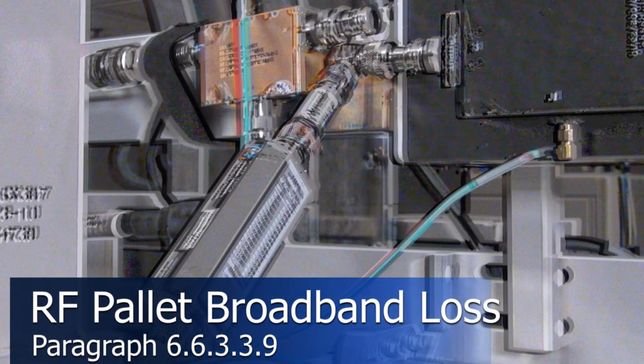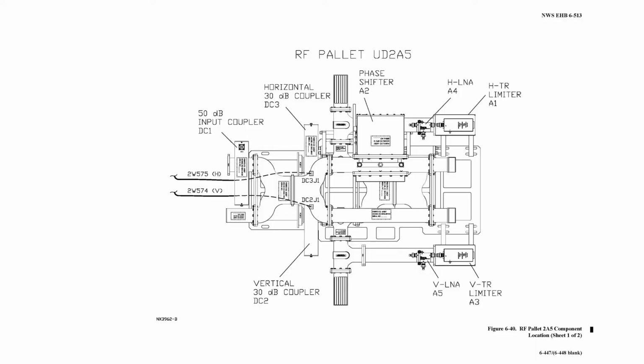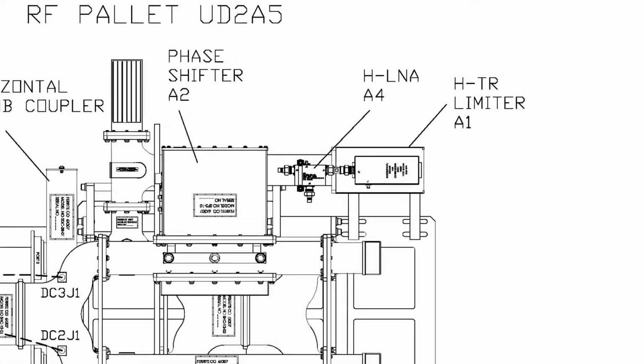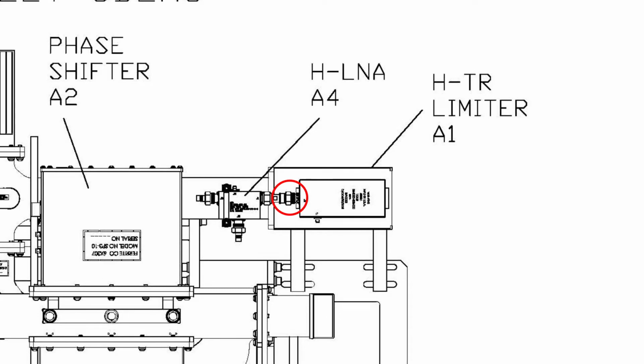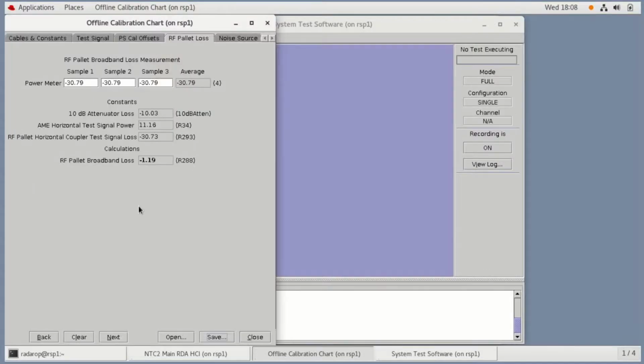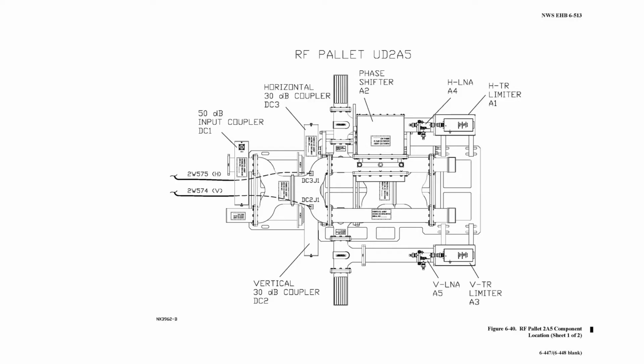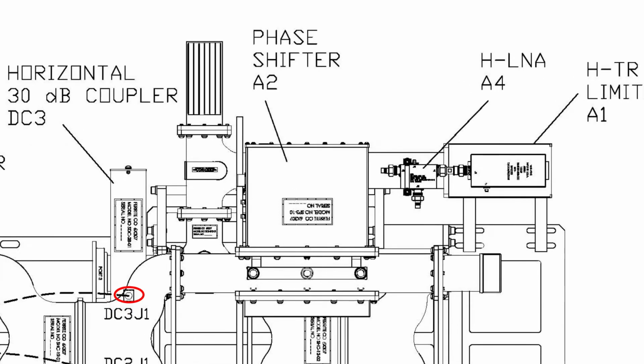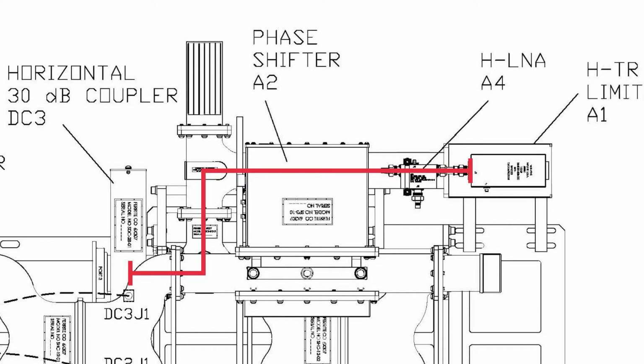Paragraph 6.6.3.3.9 RF Pallet Broadband Loss. In this calibration, AME test signal power is measured at the horizontal TR limiter output and compared with the recently measured R34 AME horizontal test signal power and R293 RF Pallet horizontal coupler test signal loss to calculate the path loss between horizontal 30 dB coupler 2A5DC3 and the horizontal TR limiter 2A5A1J1. Only the horizontal channel is measured in this procedure.